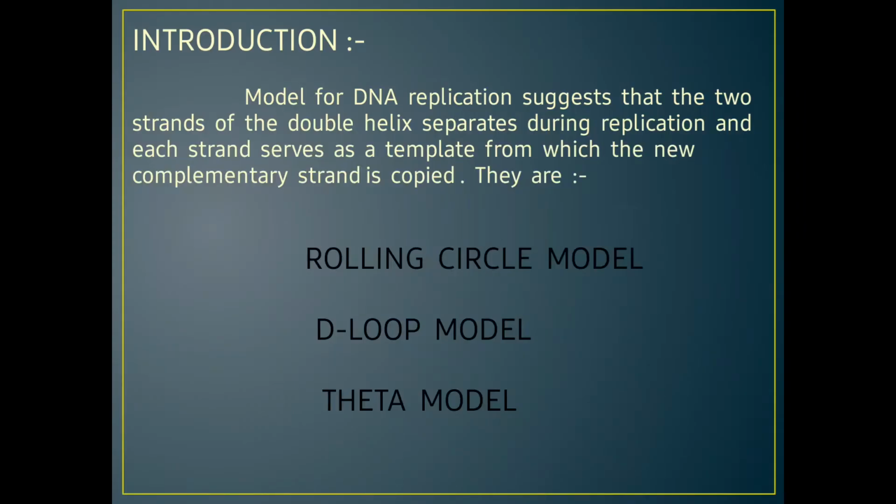As an intro, the model of DNA replication suggests that the two strands of the double helix separate during replication, and each strand serves as a template from which the new complementary strand is copied. We know the process of DNA replication: the double helix unwinds during replication and becomes the template strand, and according to the template strand, it makes a complementary strand.